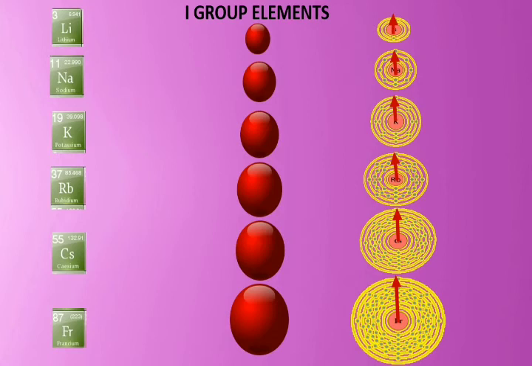The valence electrons occupy a new shell, that is K, L, M, N, like that. The distance between the electrons and the nucleus also increases. We know that as the distance increases, the nuclear charge on the valence electrons decreases.